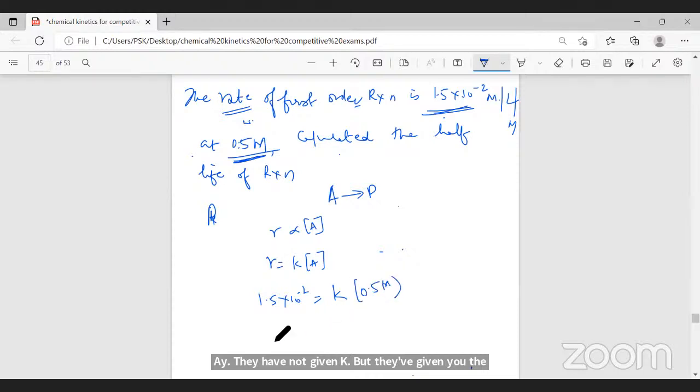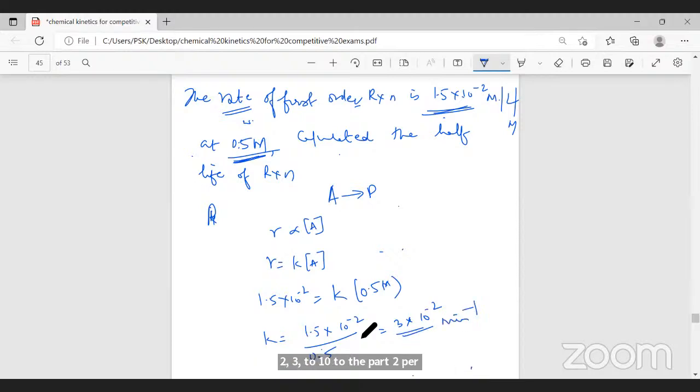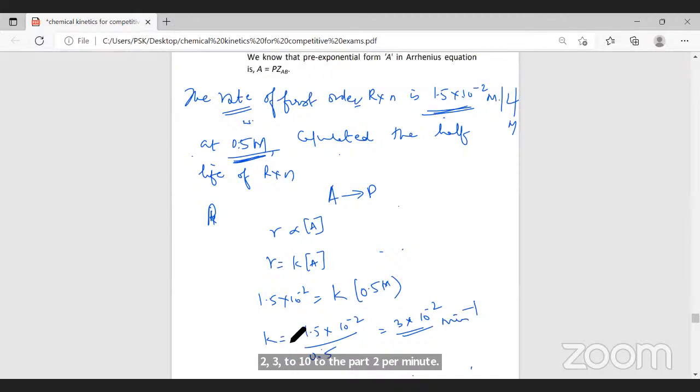So if that's the case, what will be K? K will be 1.5 into 10 to the power minus 2 divided by 0.5. So it will be 3 into 10 to the power minus 2 per minute. This is the rate constant, the first part of the topic.